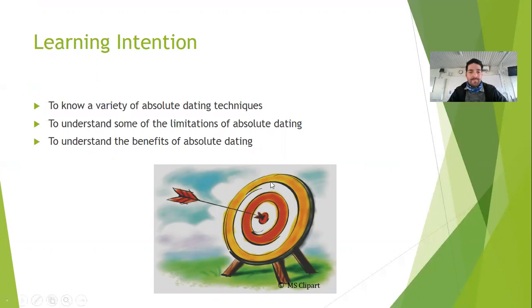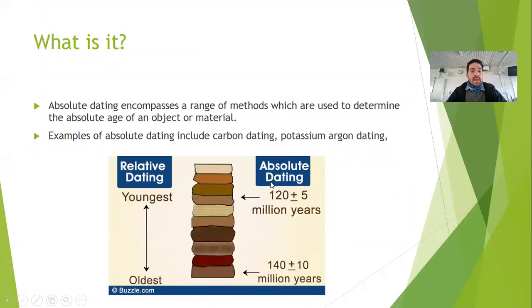So absolute dating encompasses a wide range of methods. So there's not just one way to absolute date. And we use these methods to determine the absolute age of an object or material. The ones we're going to mainly look at are absolute dating using carbon dating or potassium-argon dating.